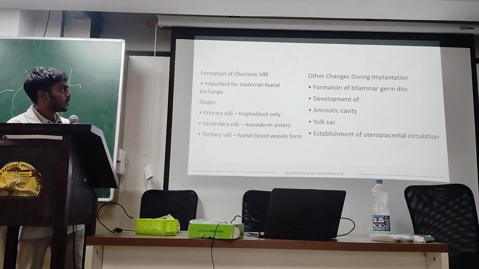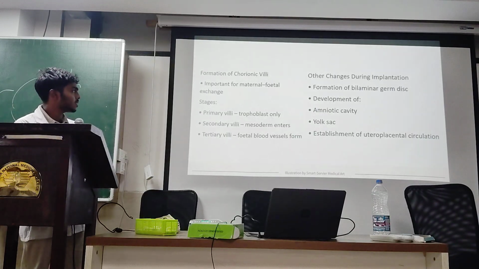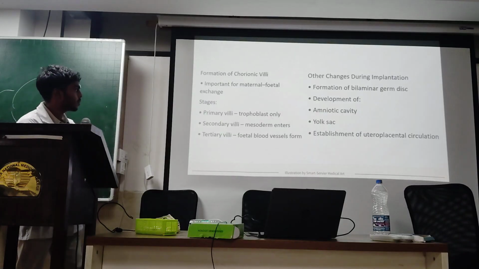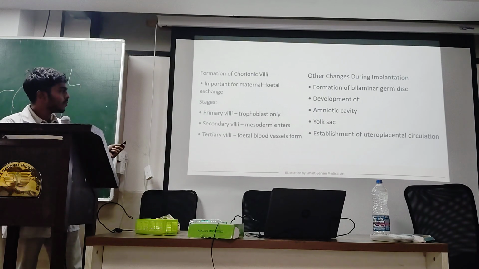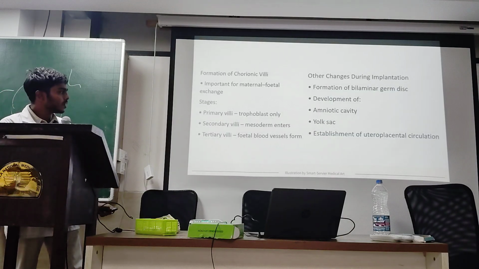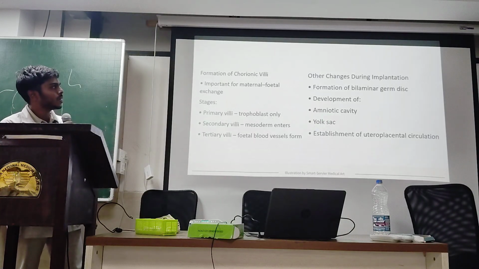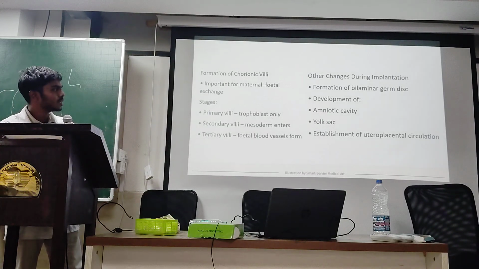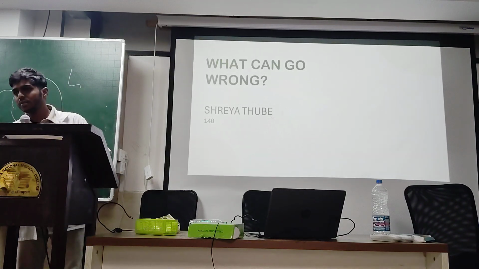Now formation of chorionic villi starts, which is important for maternal fetal exchange. There are three stages in this chorionic villi formation. The very first is primary villi, which consist of trophoblast only. The secondary villi formation includes mesoderm, which is provided from the fetus. The tertiary villi finally have fetal blood vessels formed. The other changes during implantation are formation of the bilaminar germ disc, development of the amniotic cavity, yolk sac, and establishment of uteroplacental circulation. Now to continue the topic further ahead, I will call Shreya.